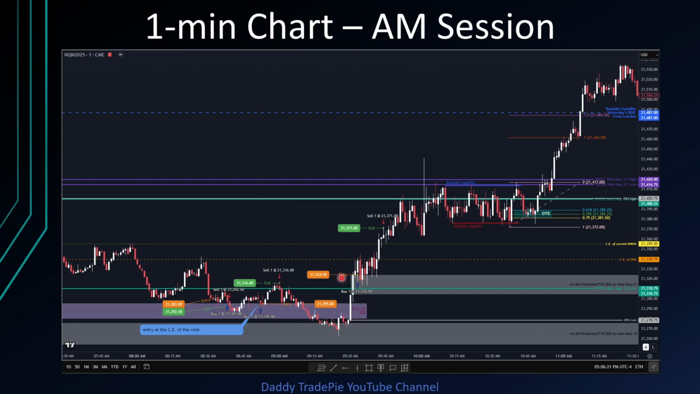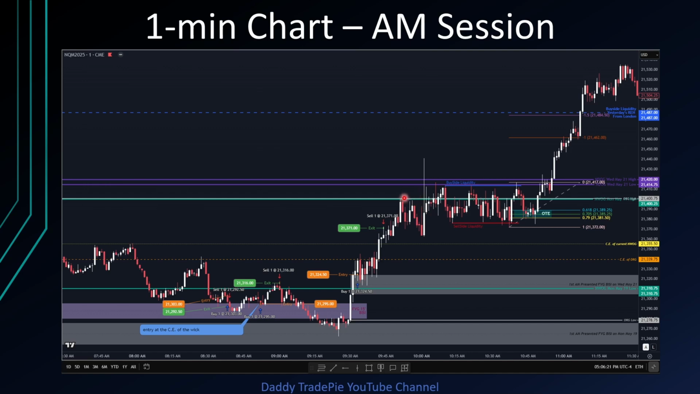Once it tapped into the top of the first presented fair value gap, after spending a little time in the upper portion of this inefficiency, the market started rallying higher and delivering my TP, that was right above the consequent encroachment of the new week opening gap as well as the opening range gap. Then the market started going slowly higher, and finally we reached the opening range gap's high as well as the new week opening gap's high.